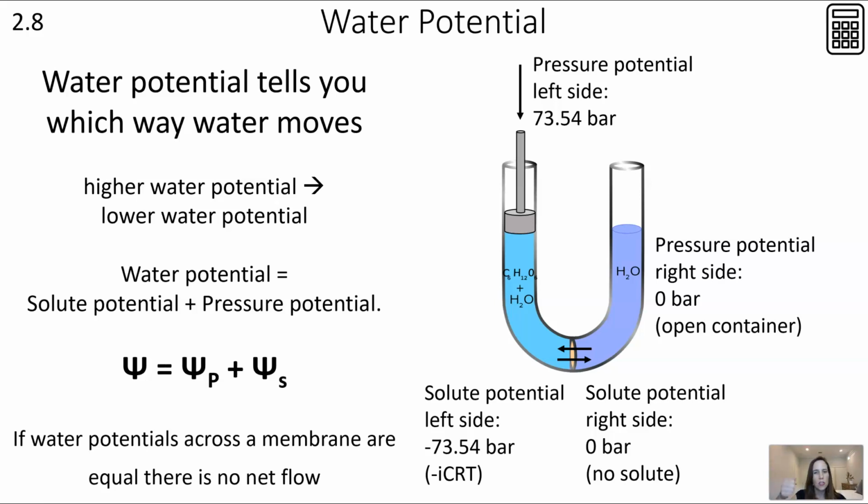On the right side, there's nothing pushing it down, so the pressure potential is 0. This is always true of an open container. If it's an open container, the pressure potential is 0. So assume if it's in a beaker or just a jar or something, it has a pressure potential of 0. The solute potential on the right side is also 0, and that's because it's plain water. If there's no solute, there's 0 concentration, which means it's a 0 solute potential. So in this case, the water potentials are equal, and so there's no net flow. Water is going to go in both directions in the same amount, so there's no overall net flow.